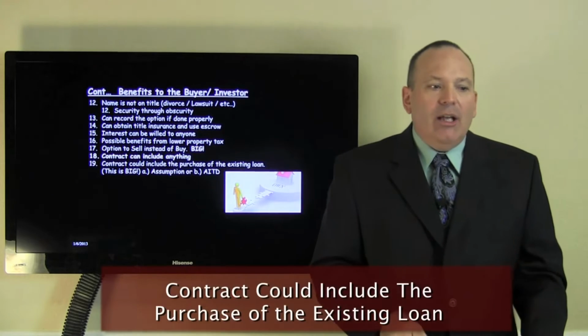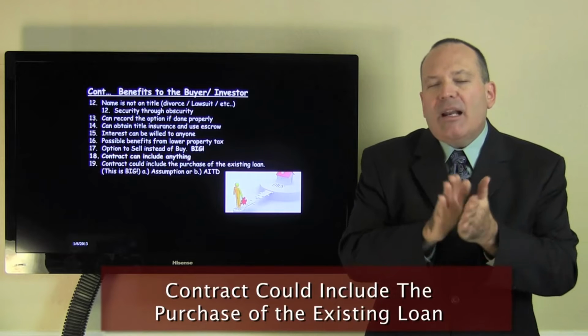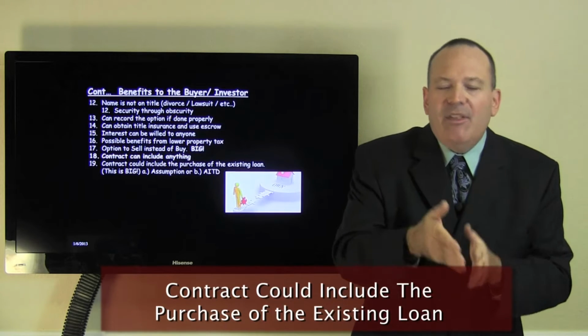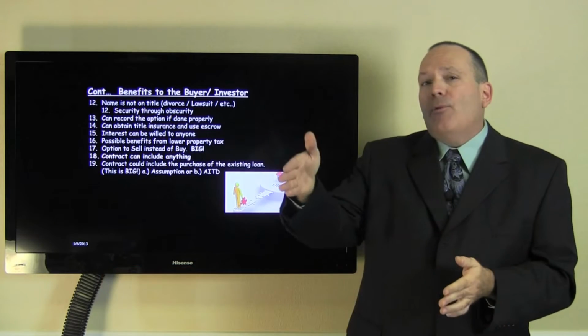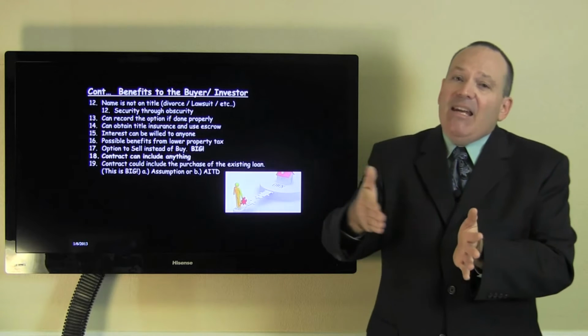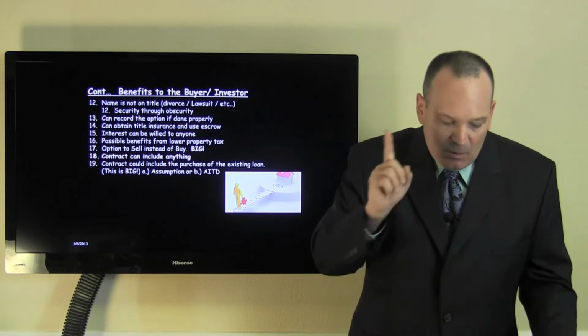Contract could include the purchase. So this is valuable, and we'll pick this up later. The contract, a lease option contract, could include the purchase of the underlying loan, either through an assumption or through an all-inclusive trust deed at the end of the contract. This could be massive, and we'll talk about the math on that later.